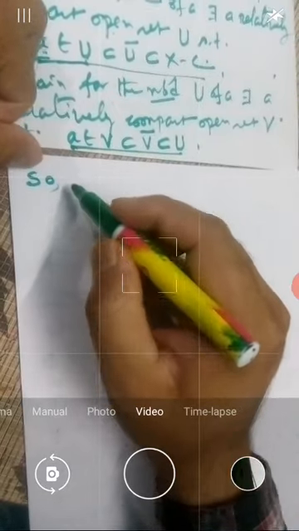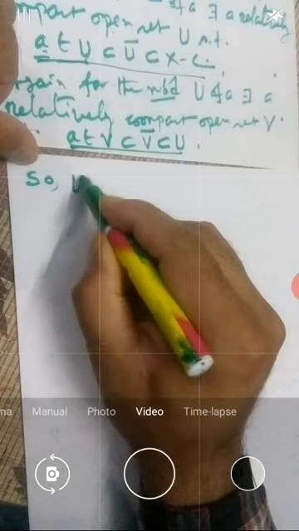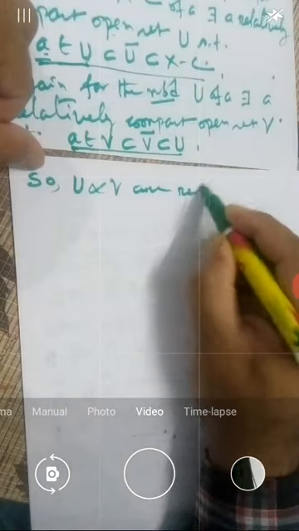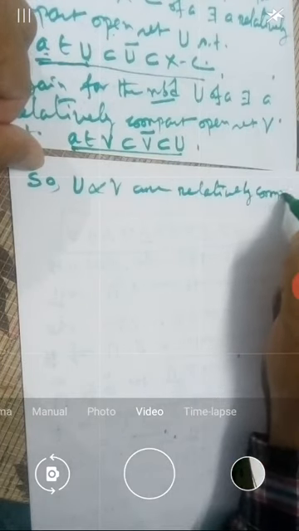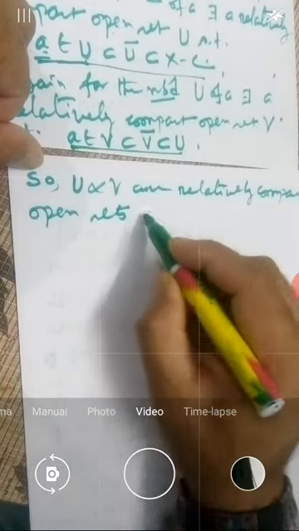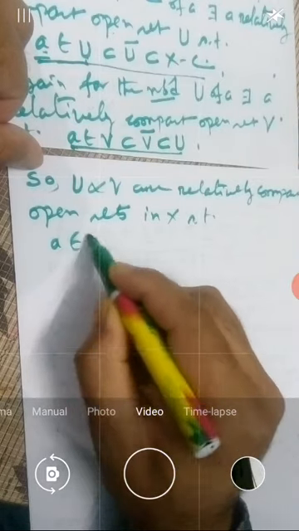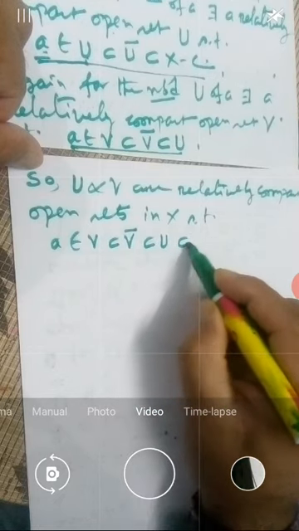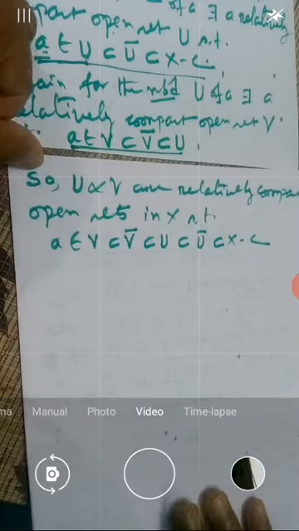So U and V are relatively compact open sets in X such that the point A is in V, V is a subset of V bar, V bar is a subset of U, U is a subset of U bar, and U bar is in X minus C.